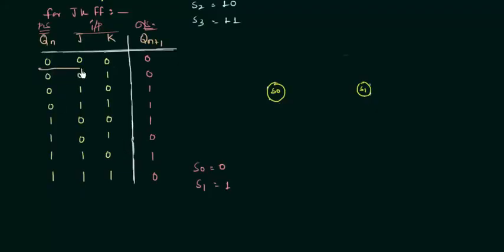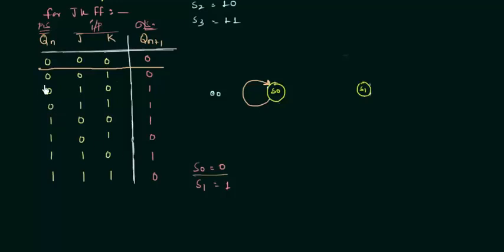Let's check for the first case, and in this you can see that the present state is 0. It means we are on S0, and when we make J equals to 0, K equals to 0, the next state will also be 0. So this thing is shown like this in state diagram, and we also have to write the input. So the input is 0 0.